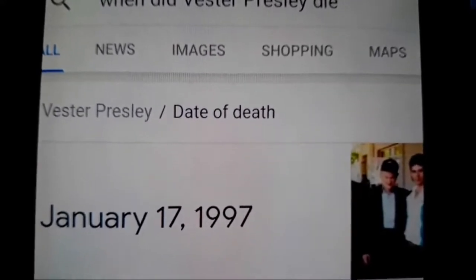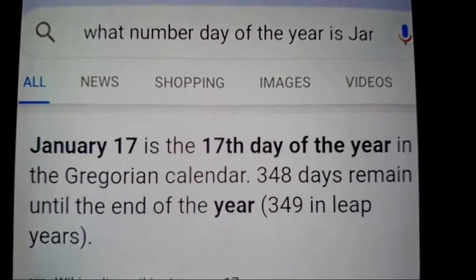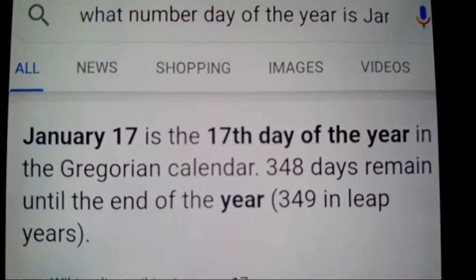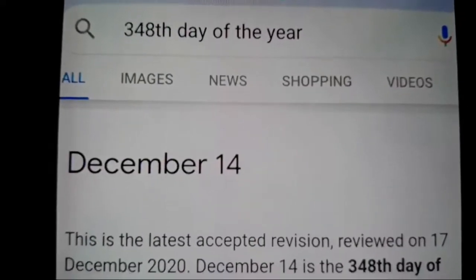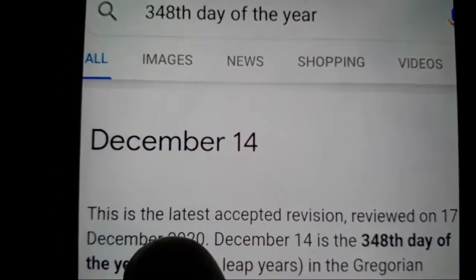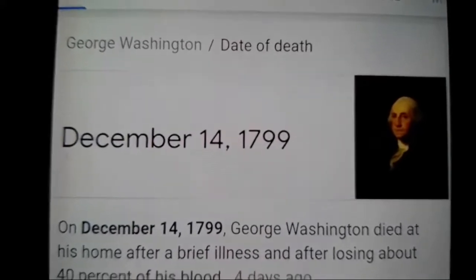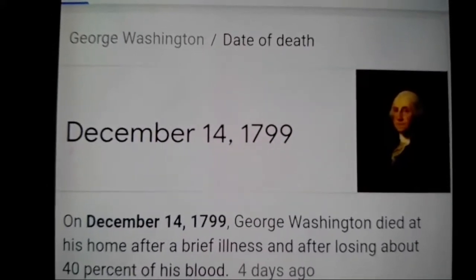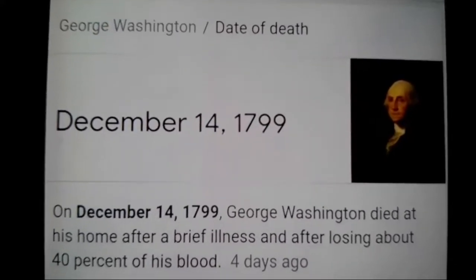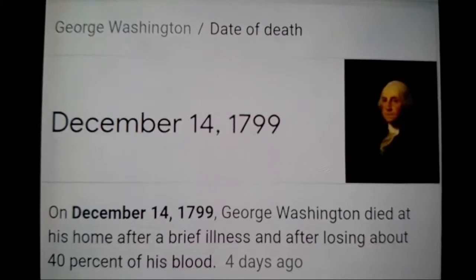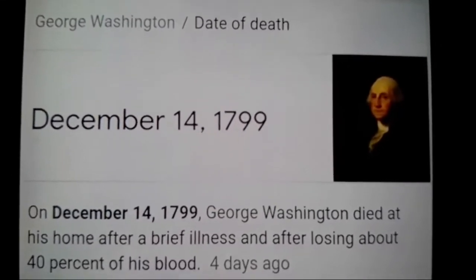And why is January 17th important? I'm going to show you. January 17th leaves 348 days in the year. See, it says 348 days remaining. The 348th day of the year is December 14th. December 14th is the day Washington died. Do you understand what I am showing you? Washington, death. It's connected to 9/11.